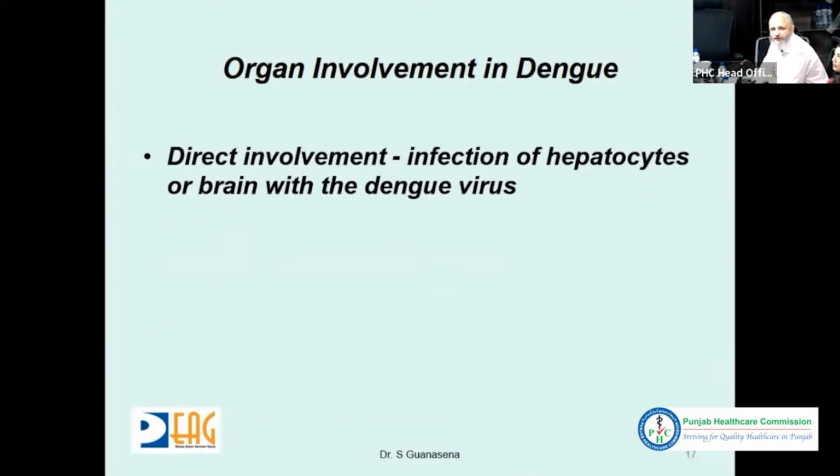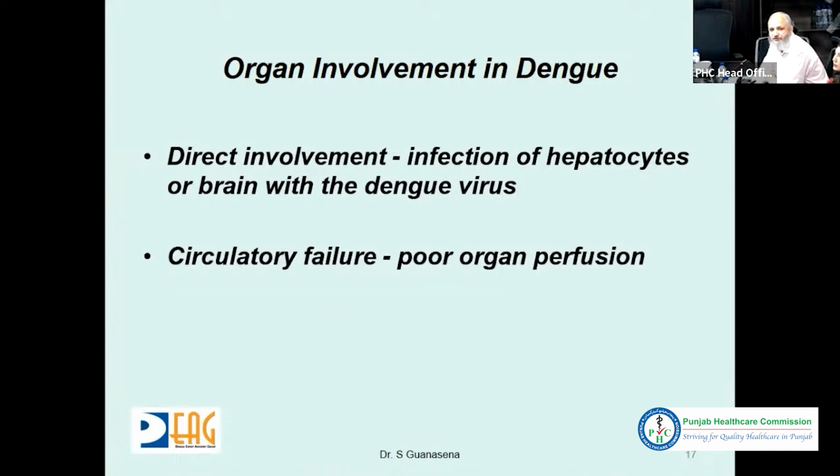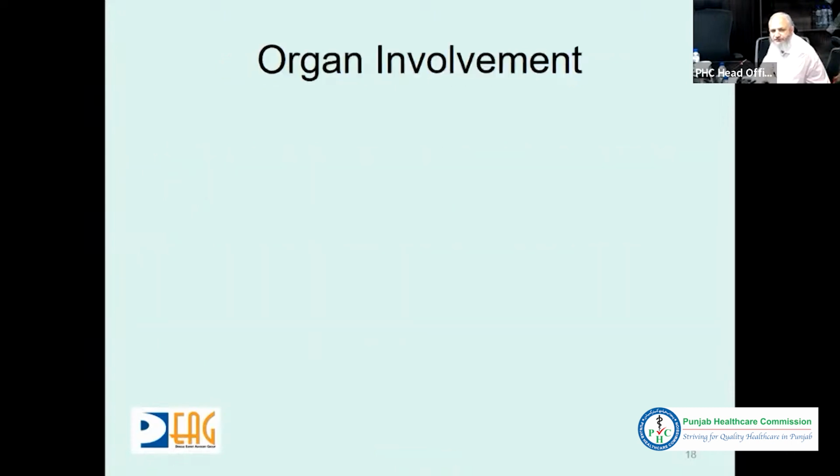There can be direct infection of hepatocytes or brain with the dengue virus. There can be circulatory failure due to poor organ perfusion, and there can be a problem with the increased amount of paracetamol which is given. Paracetamol can also damage the liver, and it can cause different types of symptoms in these patients. Even acute fulminant failure can occur when an increased amount of paracetamol is given to these patients.